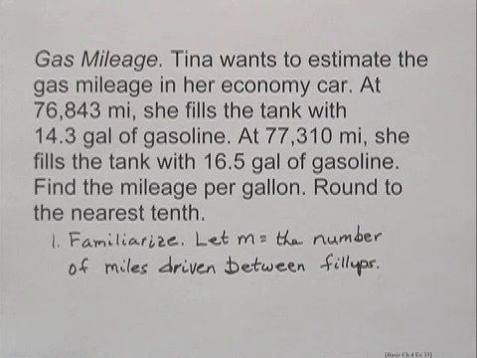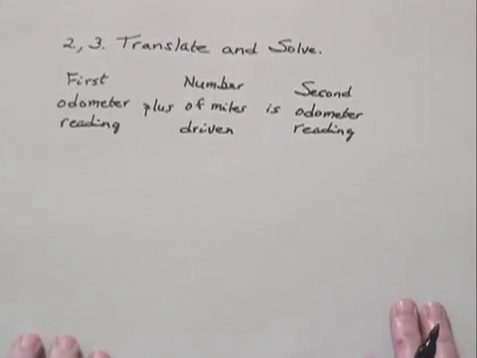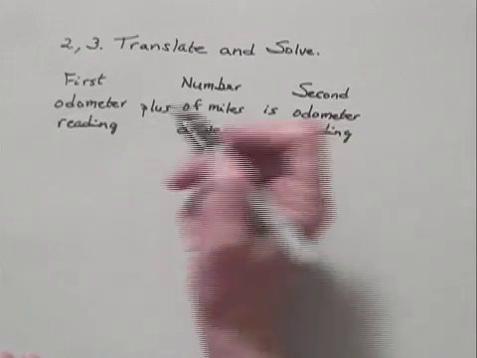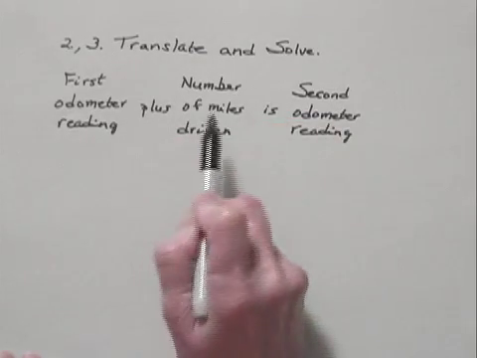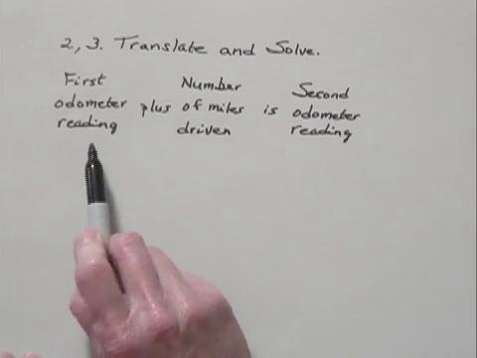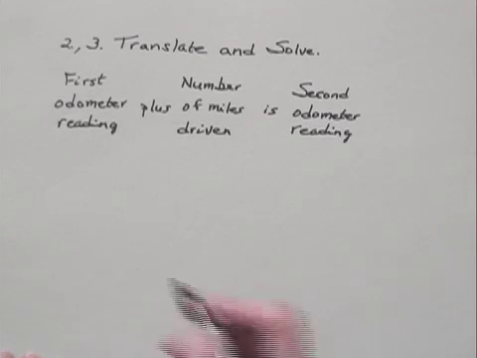Now let's translate to an equation where we find m. Because this is a two-step problem, I'm going to combine the translate and the solve steps because I'm going to have to write two equations and solve two equations. To find the number of miles driven between fill-ups, we know that that number plus the first odometer reading should be the second odometer reading. So first odometer reading plus the number of miles driven is the second odometer reading.